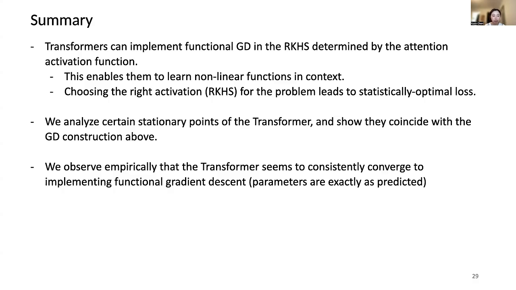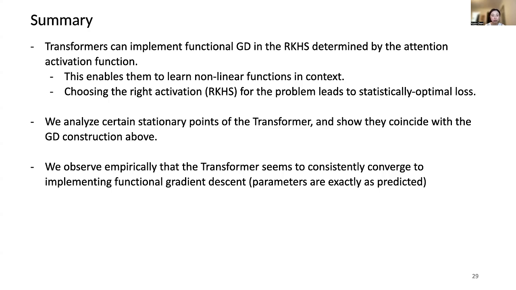In summary, we show that transformers can implement functional gradient descent on the RKHS determined by its attention activation function. This enables the transformer to learn nonlinear functions in context. Furthermore, we show that choosing the right activation function enables the transformer to perform gradient descent on the right RKHS and thus obtain statistically optimal loss.